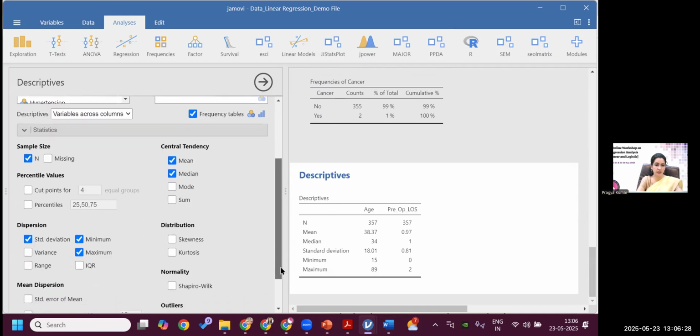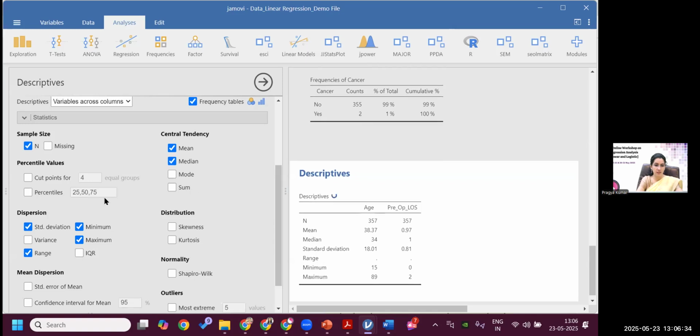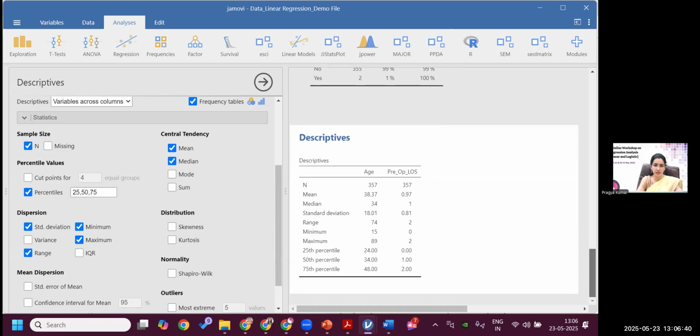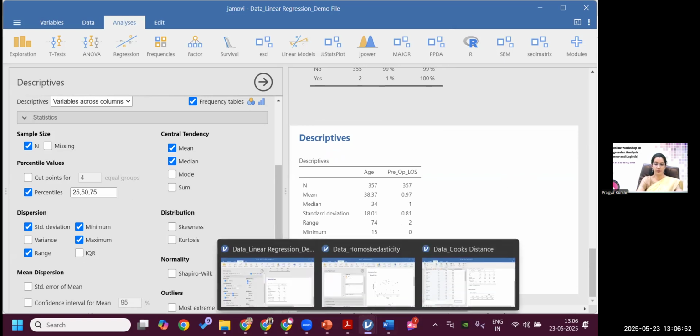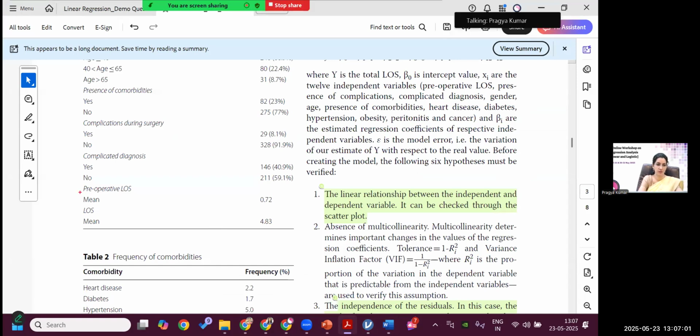You can see mean, median, maximum, standard deviation. You can see the range. You can also take percentiles and all, but if I only take these, here you can see this is age, mean age was 38.37, median, standard deviation, range and all. So these are the two continuous variables. They have given the mean of these variables, the mean length of stay and the preoperative length of stay. In the two tables, they have given the descriptives of the continuous and categorical variables.